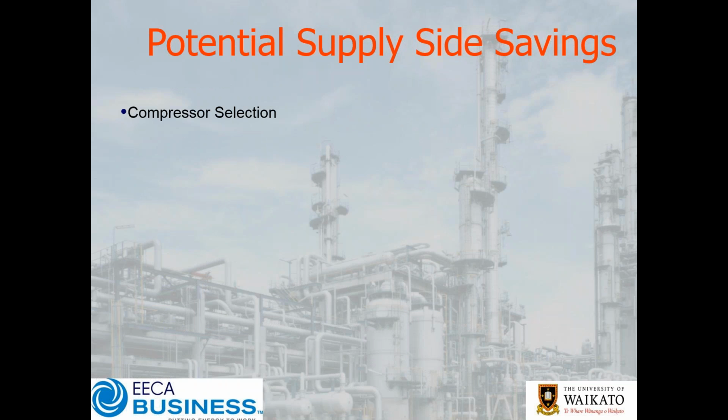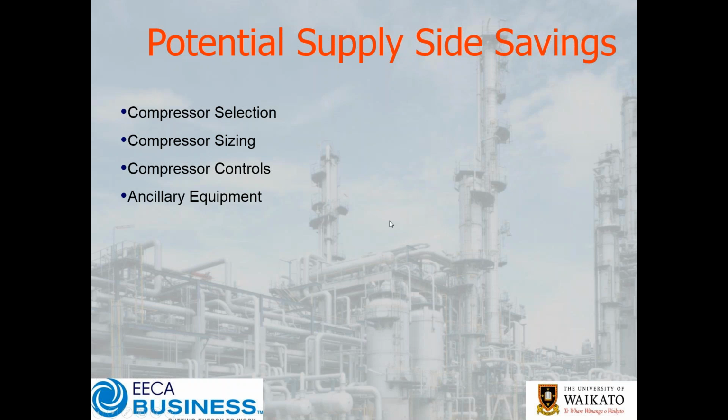Now, what we want to do now is address, just very briefly today, the supply side of the equation. So we've got things like compressor selection, compressor sizing, compressor controls, ancillary equipment, so your dryers and your filters, where you're storing your air and so forth. The ambient conditions of your compressor house become very important.